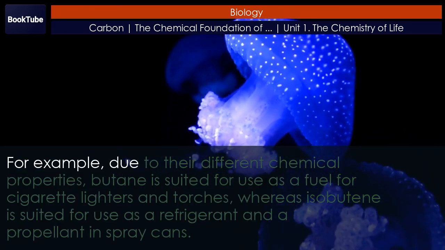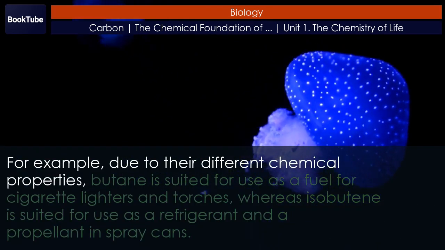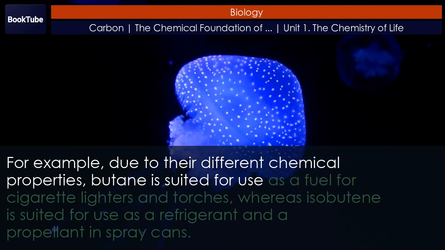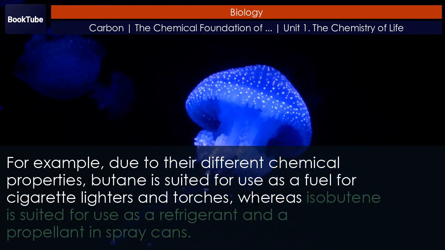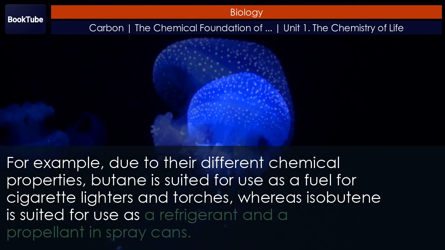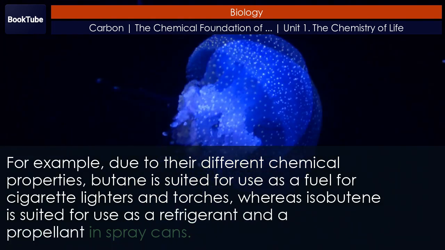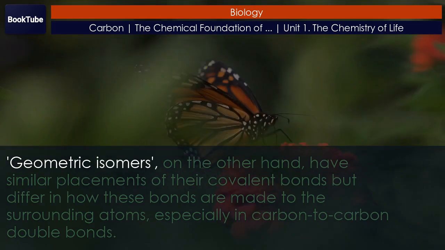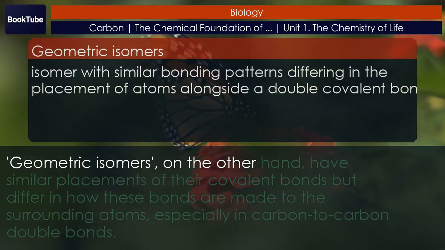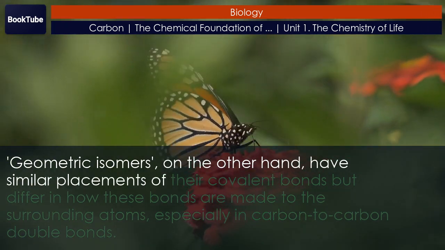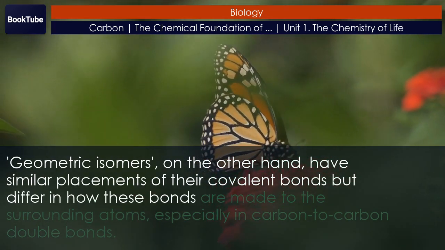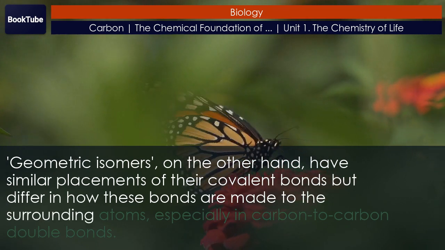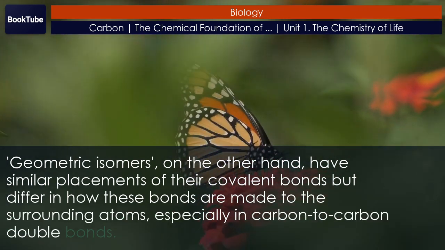For example, due to their different chemical properties, butane is suited for use as a fuel for cigarette lighters and torches, whereas isobutane is suited for use as a refrigerant and a propellant in spray cans. Geometric isomers, on the other hand, have similar placements of their covalent bonds but differ in how these bonds are made to the surrounding atoms, especially in carbon-to-carbon double bonds.